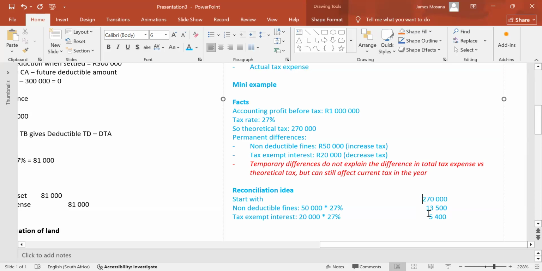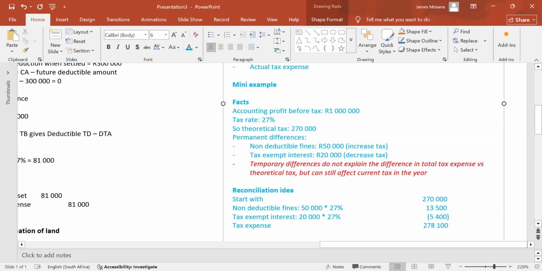Okay, so now since I have that, this is going to increase our tax. Remember, this is our theoretical tax. If it's going to increase, you are going to add. And this is going to decrease, so we need to subtract. Meaning that our expected tax expense would be 278,100.